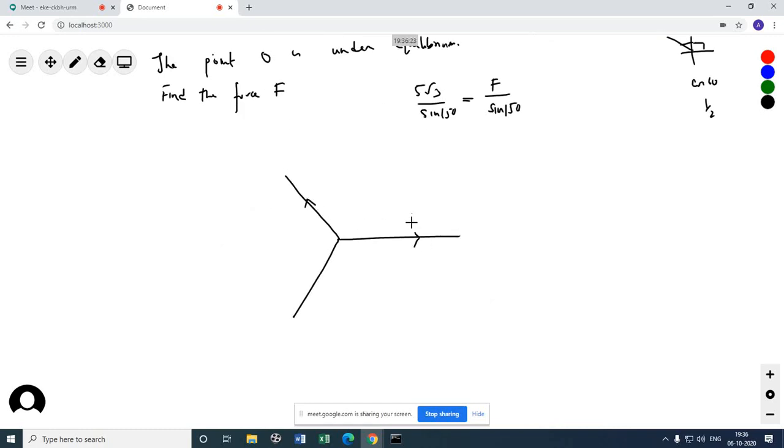So if I give you 3 forces, F1, F2 and F3, let's say this is 150, let's say this is 120, what is left then? 150 plus 120 is 270, so how much is this? 90. So if this is the case I give you, and I say that F1 is equal to F2, let's say, then find.